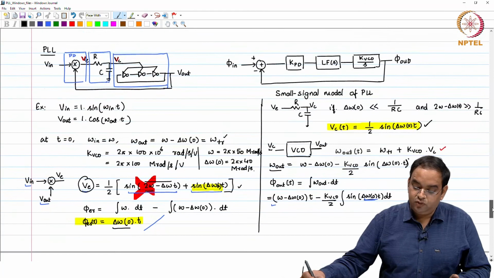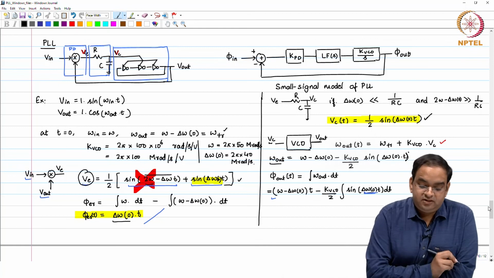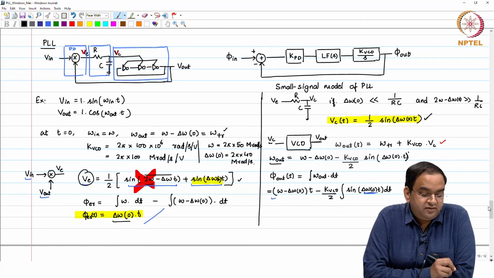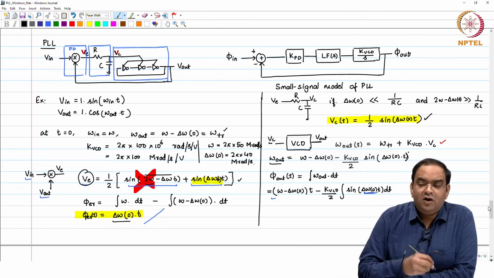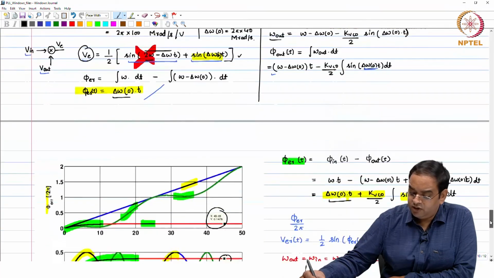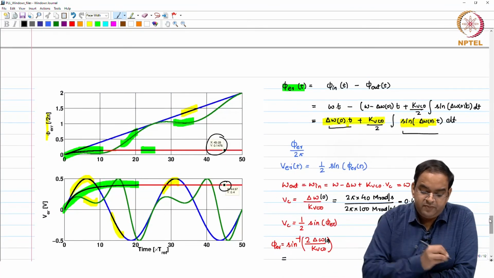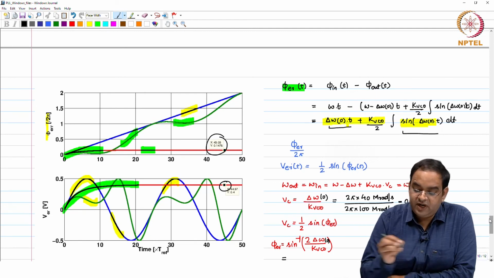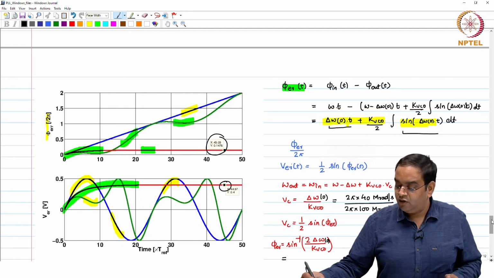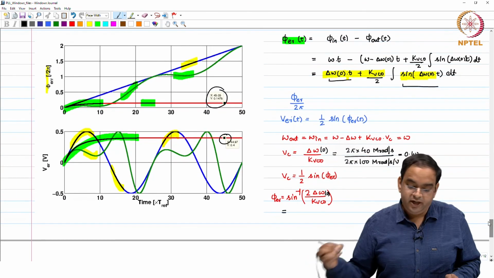Okay. So, now what we understand from this particular analysis is, given the frequency error, how the PLL locks, and how the waveforms at different parts of this PLL block diagram will look.